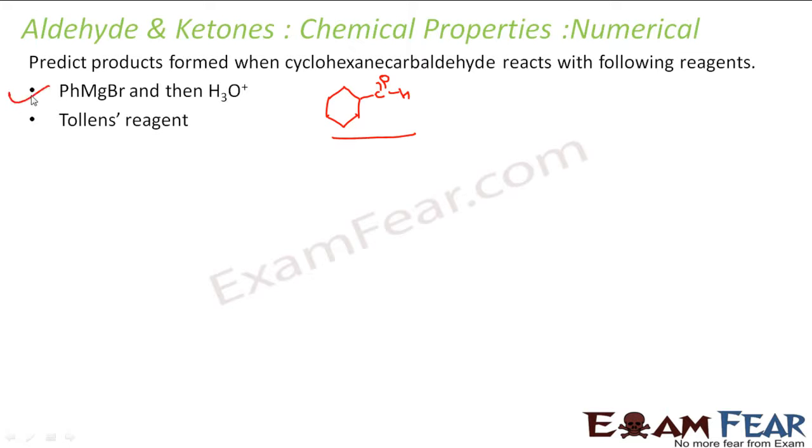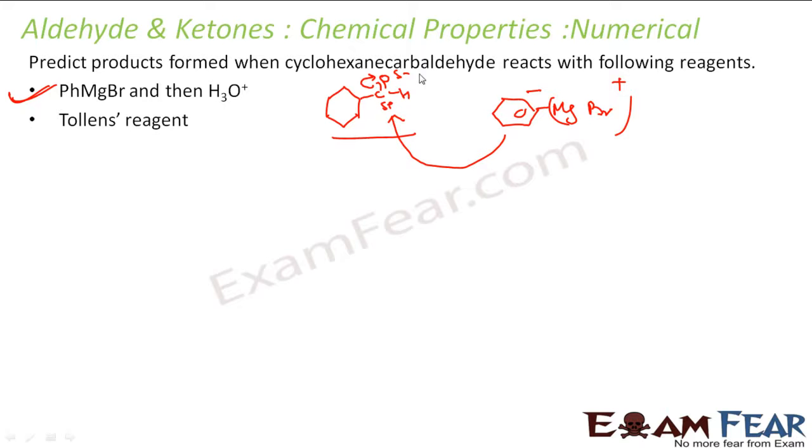Let's start the first one, PhMgBr, and then H3O plus. So I have this on in this. If I have PhMgBr, so this whole thing gets a negative charge, and this whole thing gets a positive charge. That's how it is. And this gets slightly negative, and this gets slightly positive. So this guy, this phenyl, will attack this carbon.